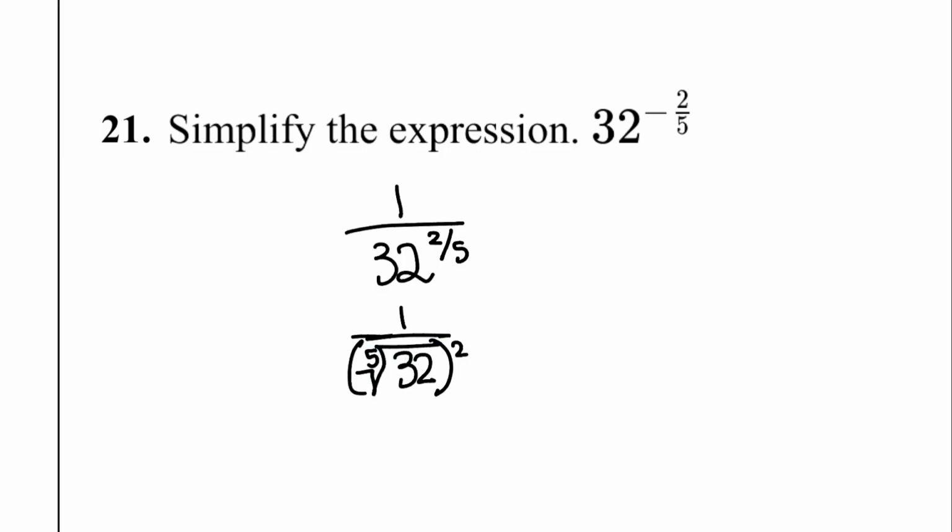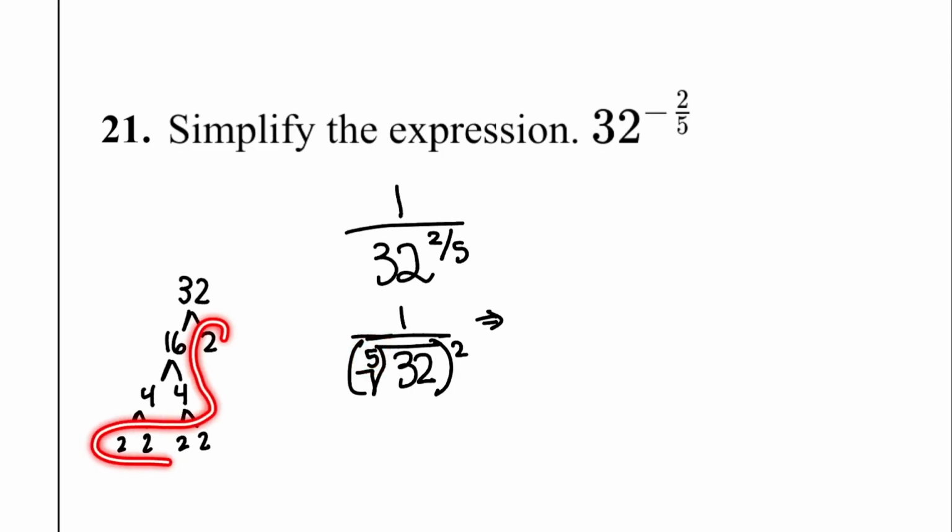Now the fifth root of 32 is 2. If you didn't know that, what we could do is break this down into the prime factors. And we're looking for a group of 5 similar numbers in order for it to come out of the radical. We have 5 2's, and so that's how I knew that.